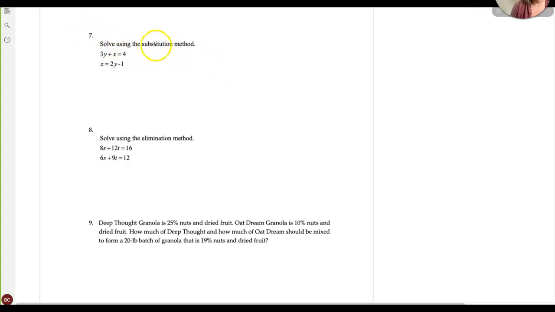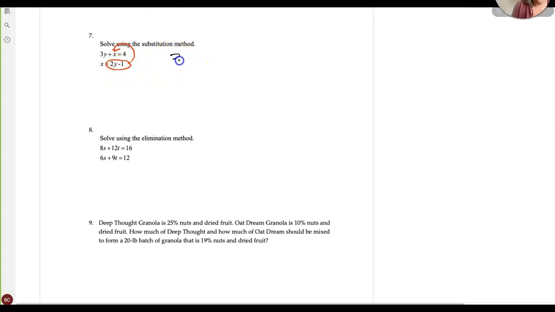Okay, so the first one is saying use the substitution method. How do I use the substitution method to solve this? Can somebody tell me? Yeah, we can substitute x equal to 2y minus 1 in the x value for the first equation. Yeah, right. Does everybody see that? We're going to put solve for y. Yeah, so let's go ahead and do that.